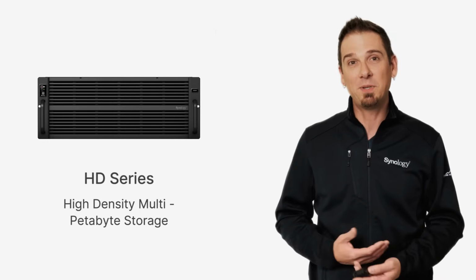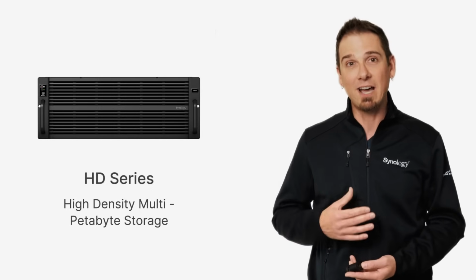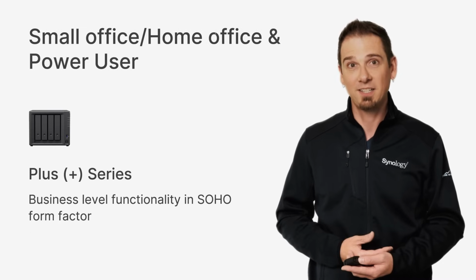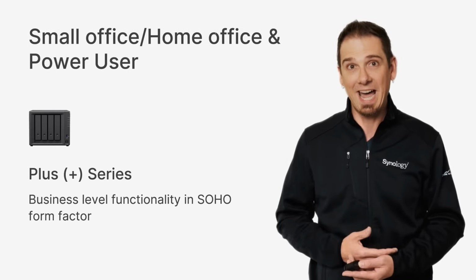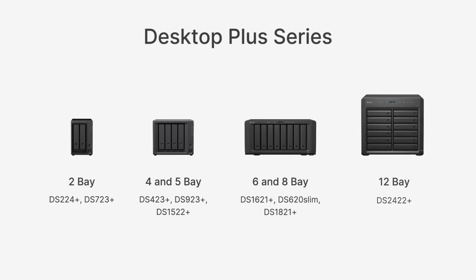But for today's purposes, let's bring it all the way down and look at our Plus Series units. These are ideal for your small office, for your home office, or your home lab. The Plus Series units come in a variety of form factors, all the way from 2-bay up to 12-bay desktop models. We even have a few rack mount options. When it comes to choosing the right Plus Series NAS, you'll want to consider how much capacity you require, and to do that, you'll have to think about your RAID configuration.